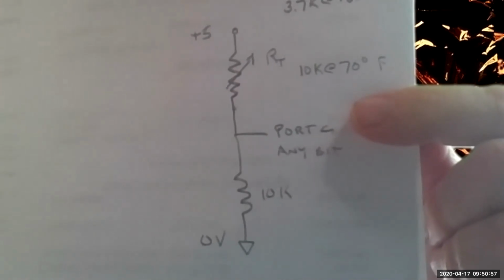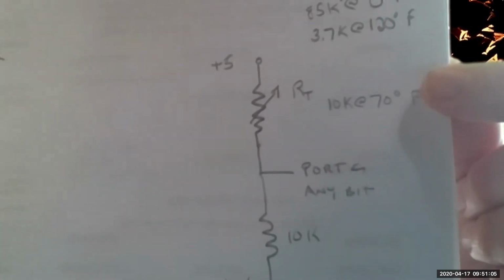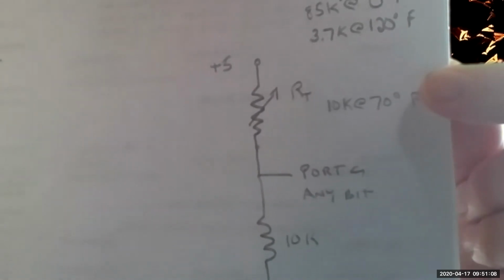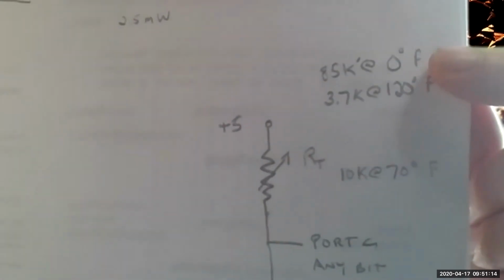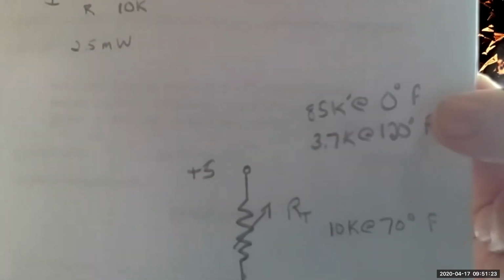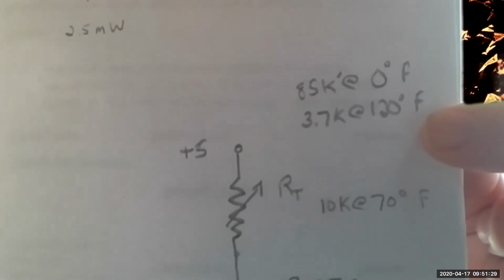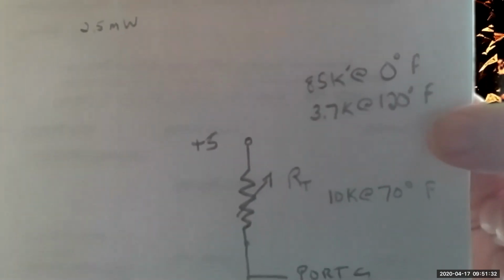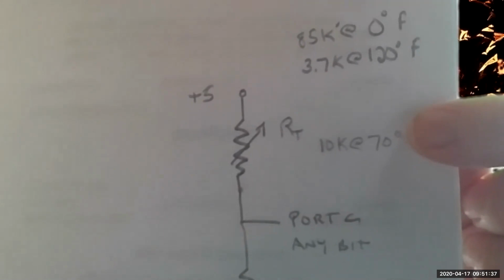Now, what exactly does a thermistor do and how does it work? A common thermistor measures 10K at a temperature of 70 degrees Fahrenheit. If the temperature is 0 degrees, I'm kind of reading this on the screen. Okay, it's 85K at a temperature of 0 degrees. It's 3.7K at a temperature of 120 degrees. It's not exactly linear, it's close. There are tables which you can find on the internet for thermistors.